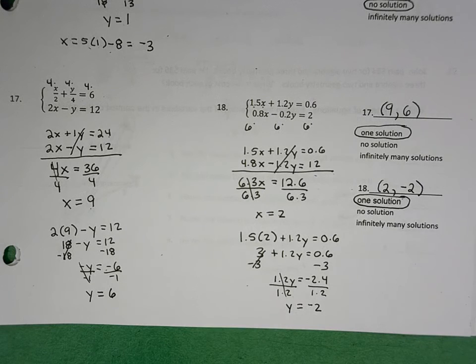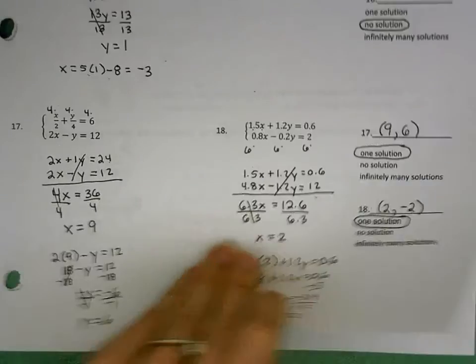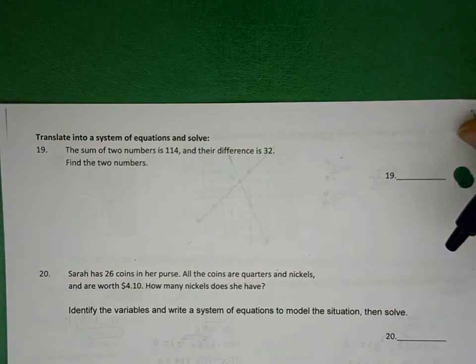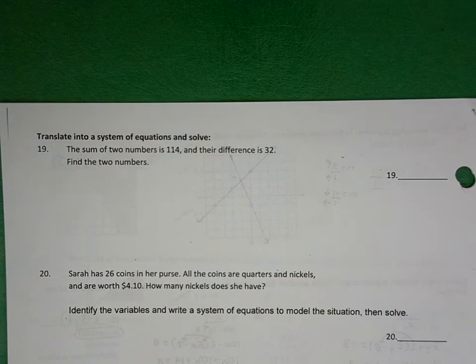Okay, next up we have the back page of our review packet. 3 more problems. Number 19: the sum of two numbers is 114 and their difference is 32. Find the two numbers. For these last 3 we are asked to write a system of equations and solve it. In number 19, the first step with all of these is to identify what the variables are representing.